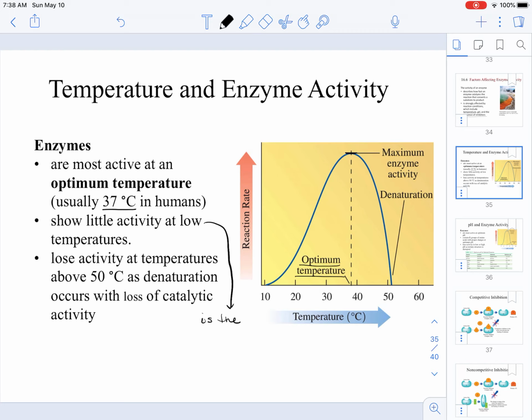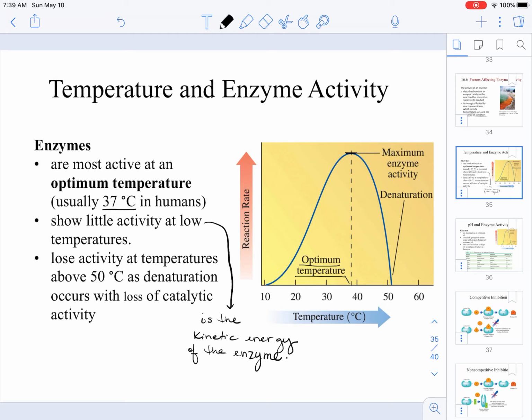When temperatures are low, what you are affecting is the kinetic energy of the enzyme. So what this means is that at lower temperatures, the molecules, in this case the enzymes, are not going to be moving as fast. So since they are slowed down, they are not going to be able to catalyze as many reactions.